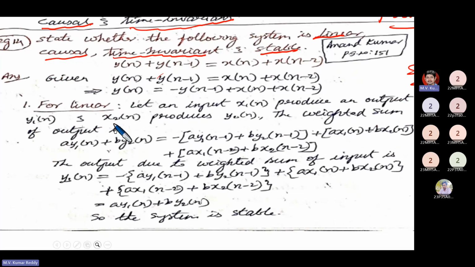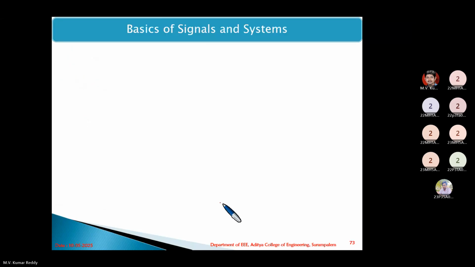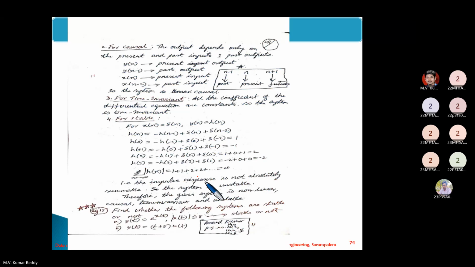Next, whenever these conditions are applied, this is also called stable. Okay, these conditions are applied, these are called stable. Okay, next, for casual. Next is for casual.